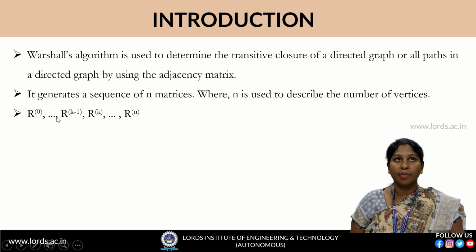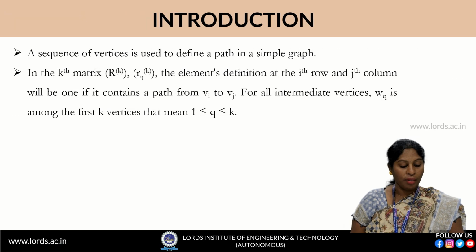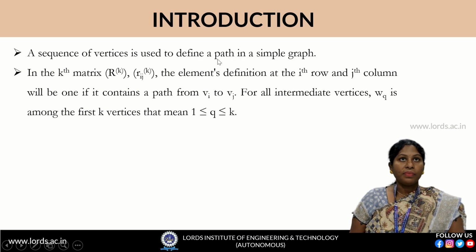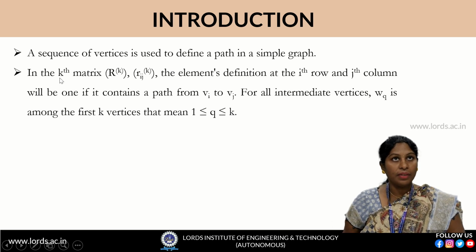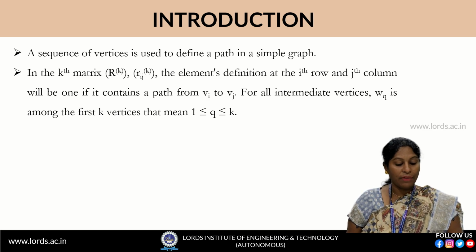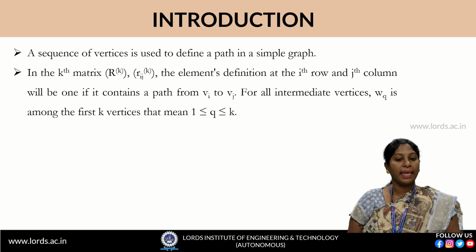Here R0 is our original adjacency matrix of the graph, and then Rk-1 is the next matrix. If suppose R0, R1, R2 and so on, up to Rk-1 and Rk, going from 0 to n vertices. Now we are going to find the sequence of vertices used to define a path in a simple graph.